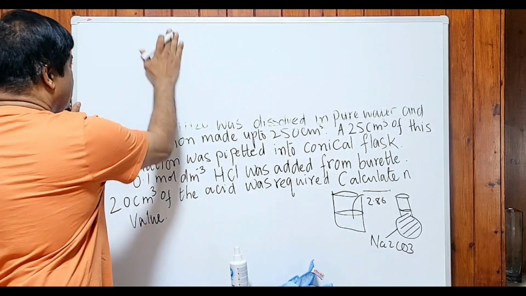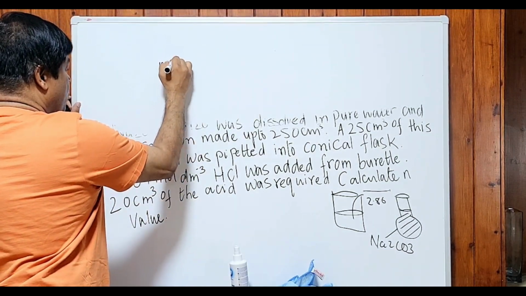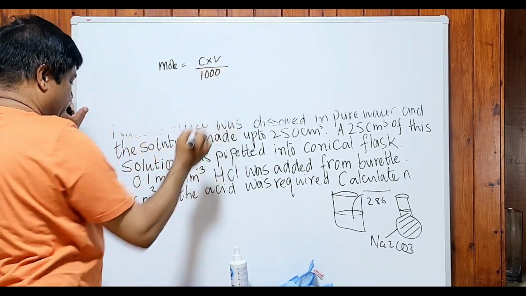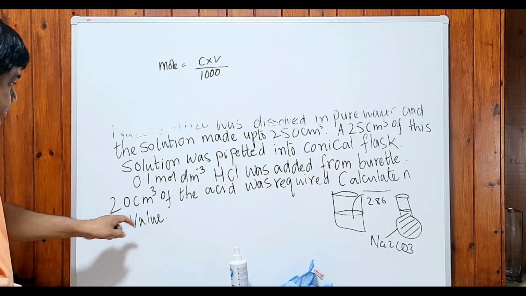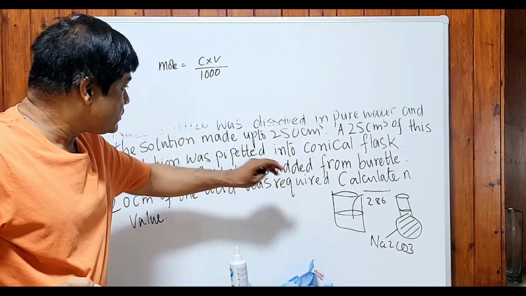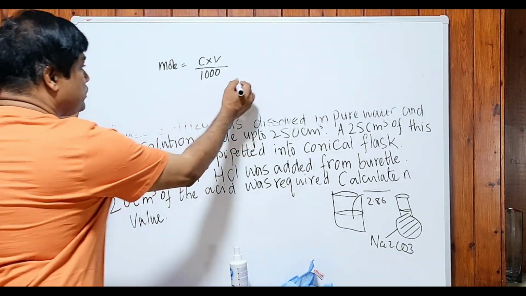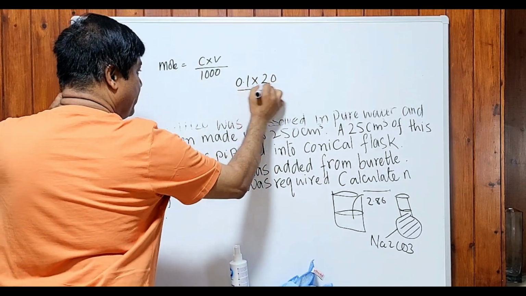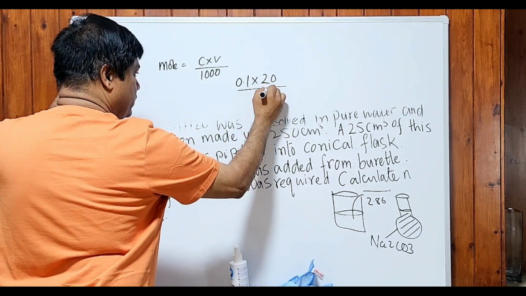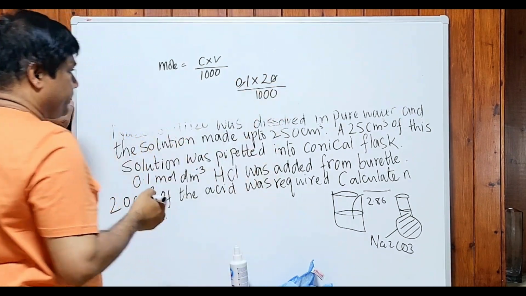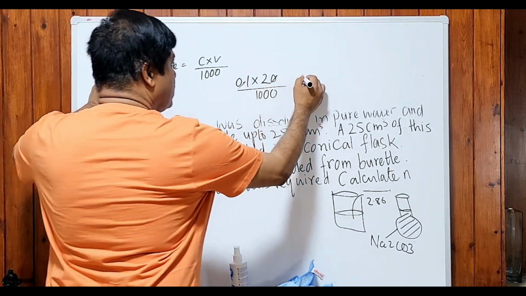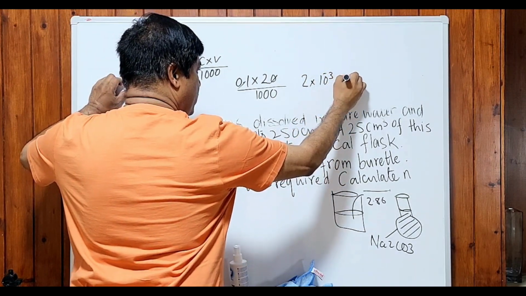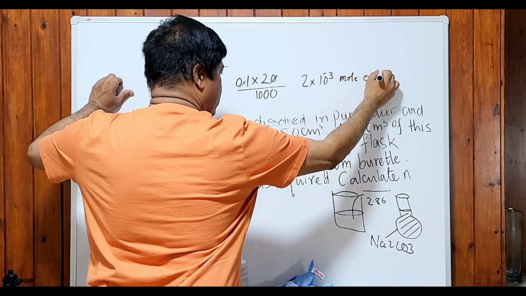Look at that. Mole of HCl: mole equals C times V over 1000. What's the concentration of HCl given in the question? 0.1. So 0.1 times 20 divided by 1000. So this cancels. 2 into 10 to the power of minus 3 mole of HCl.